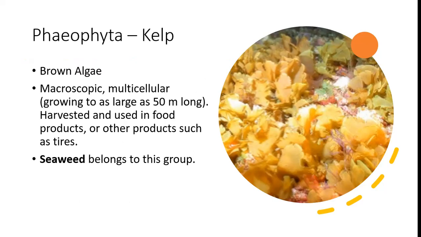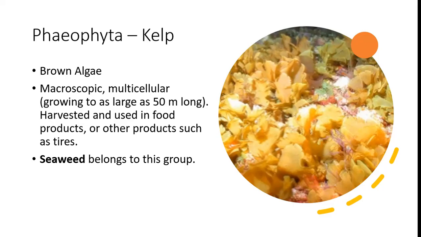So loosely, the algae are classified based on their colors. The first one is the Phaeophyta, which is the kelp, and it's also referred to as brown algae. These are all very large, macroscopic, with some of them being up to 50 meters long. You know this group quite well from living at the beach because this is the group the seaweed belongs to. So brown algae is harvested and used for a lot of different products, things such as tires and ice cream, for example.